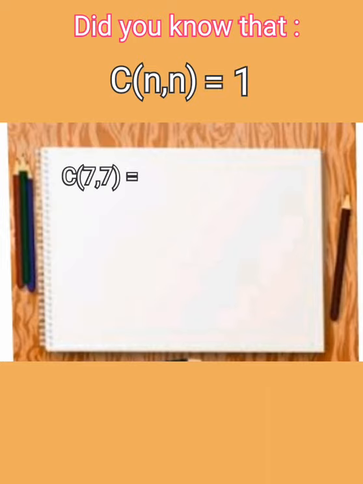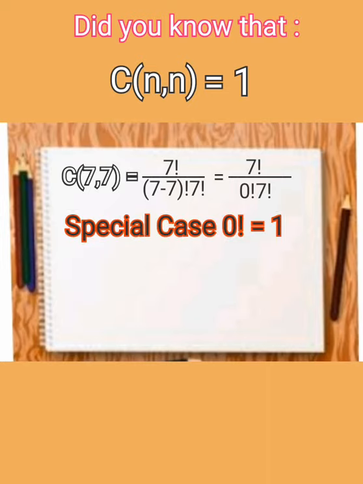Alam nyo ba na ang combination of n things taken n at a time is always equal to 1? Example, the combination of 7 things taken 7 at a time is equal to 7 factorial over 7 minus 7 factorial, 7 factorial, and 7 minus 7 is equal to 0. Remember that the special case 0 factorial is equal to 1. So we have 7 factorial divided by 7 factorial, which is equal to 1. Therefore, the combination of 7 things taken 7 at a time is equal to 1.